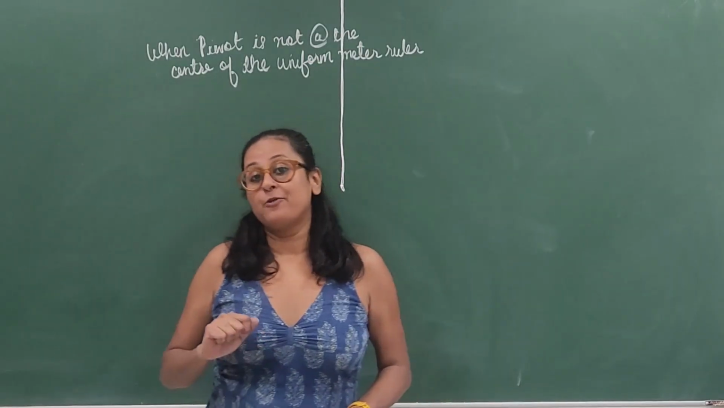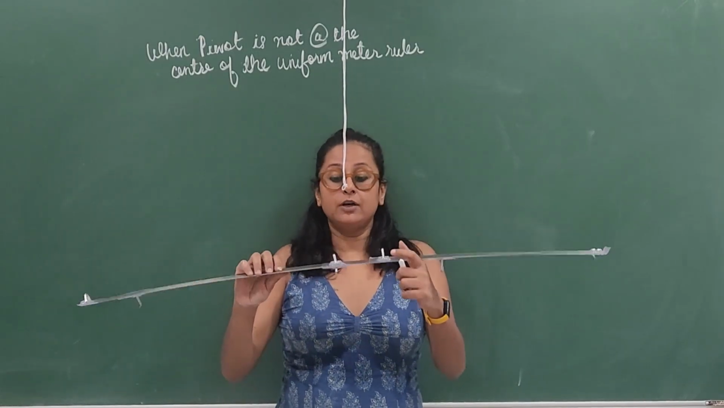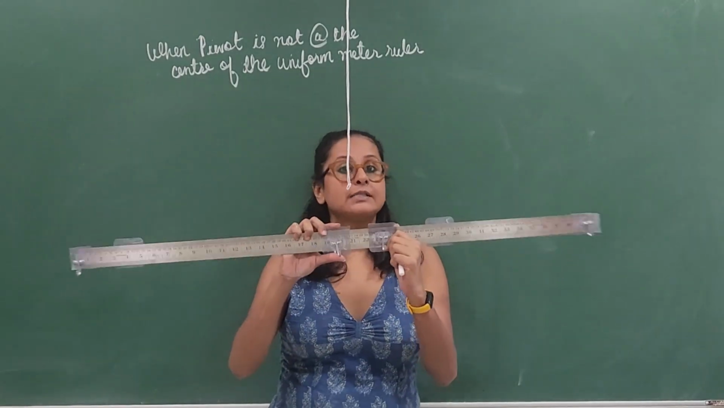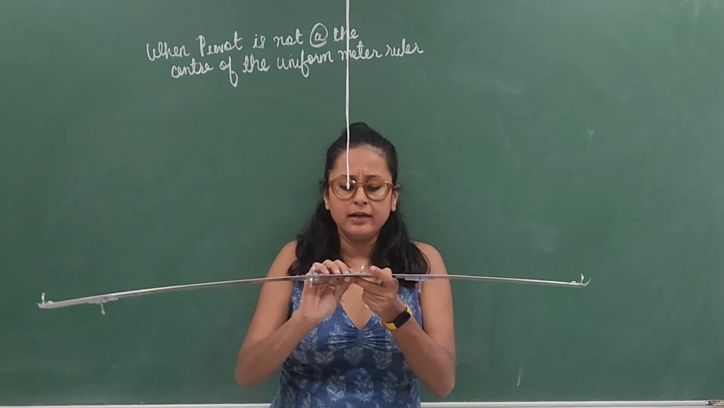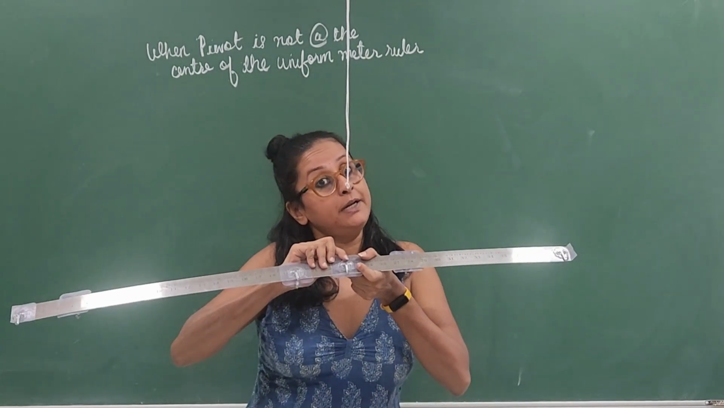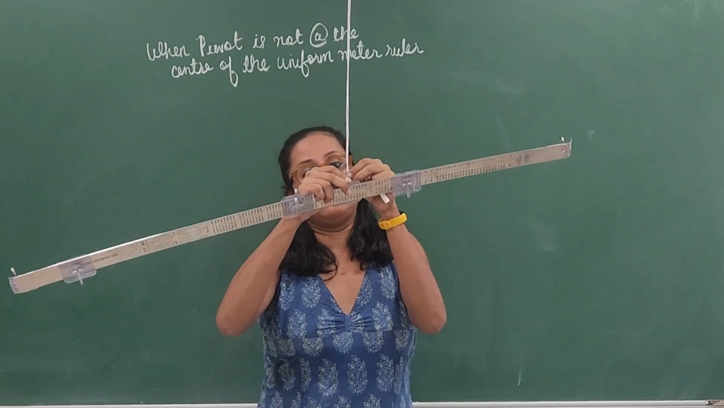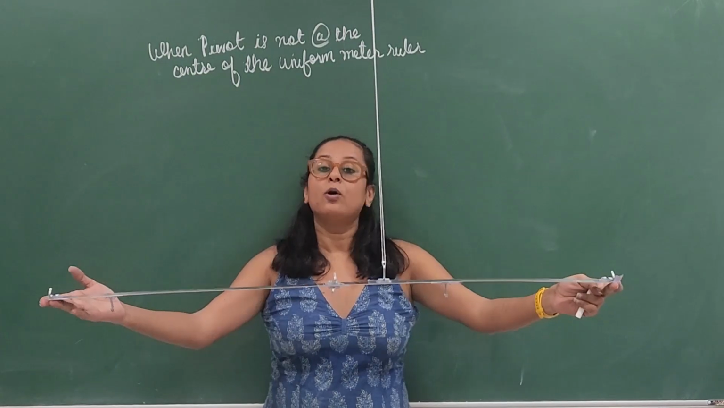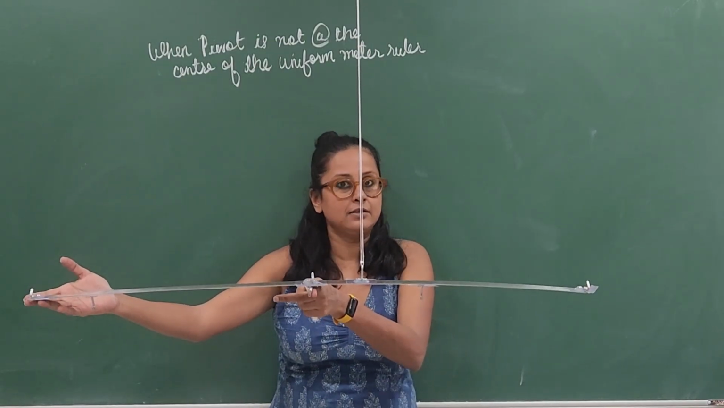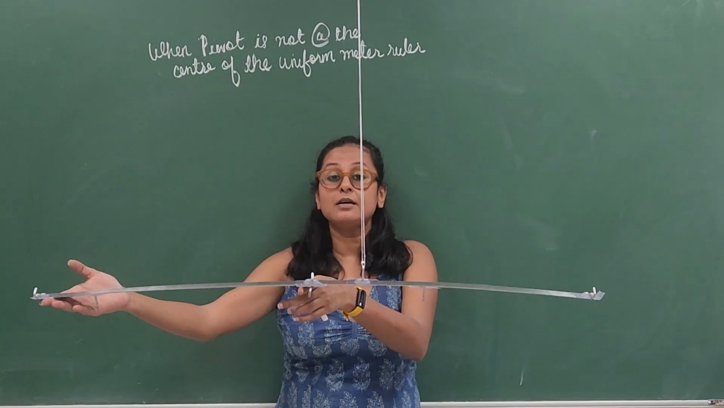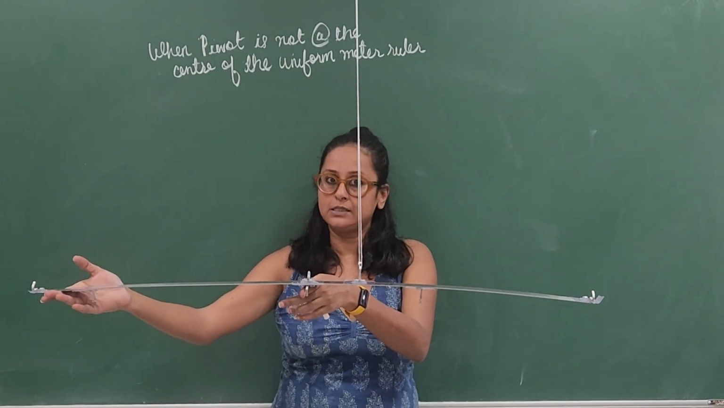So now I am back with another setup using the same meter scale. However, this time instead of using the center, which is the 50 centimeter mark, I am going to hang it by the 60 centimeter mark. Let's see what happens. So I have hung it by the 60 centimeter mark. This was the center. This was where the center of mass was acting from. This was the center of the meter scale.